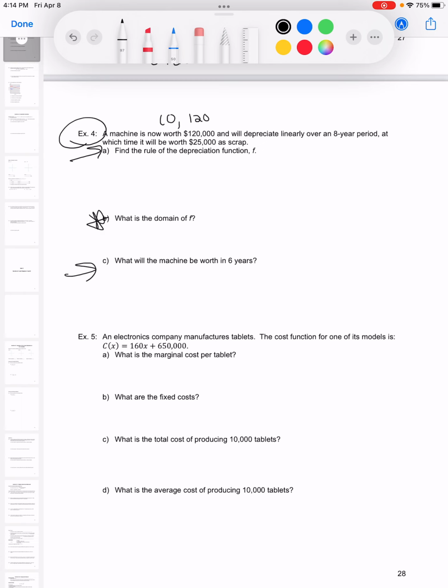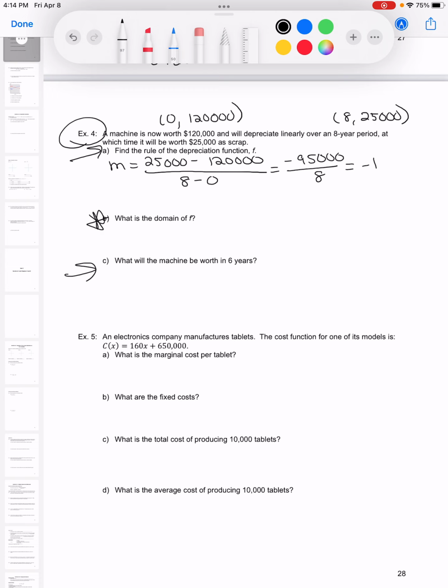Remember, I have to write my ordered pair. When I'm starting, it's worth $120,000. After 8 years, it's worth $25,000. So I am going to find M using these points. And my answer should be negative because it said depreciation. Depreciation means negative.